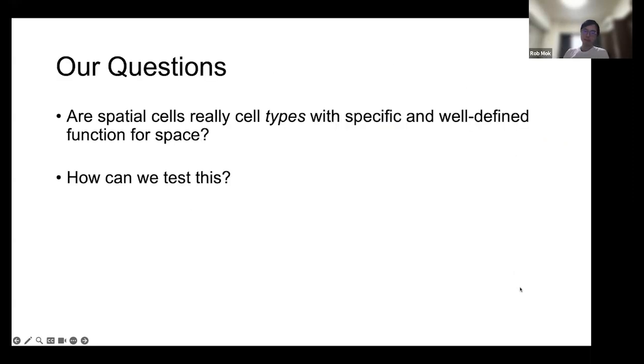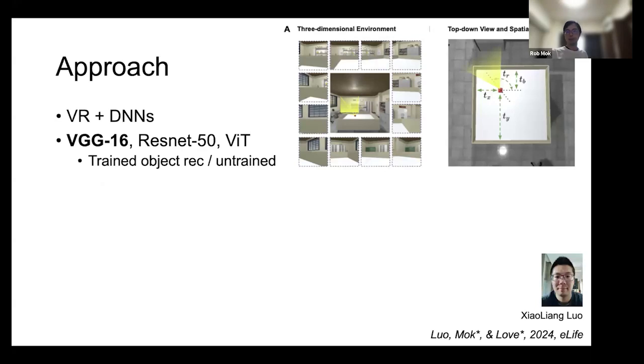But are these spatial cells really cell types that are very specific and well-defined for space? One of the alternatives is that they are useful for the computation, but they might not be the only ones that are useful. So whether or not the way that we define these cells is the only way to go, how can we test this? With postdoc Xiaoyang Luo, we used virtual reality with a deep neural network approach.